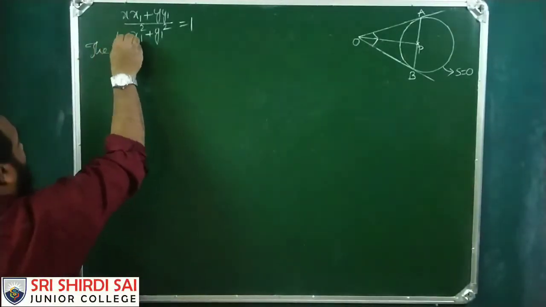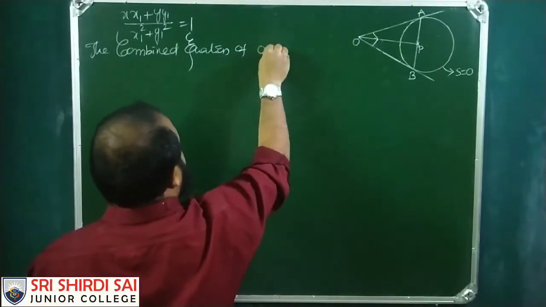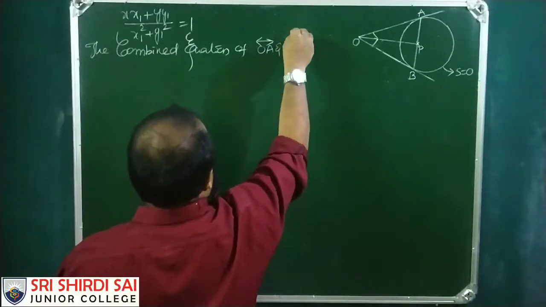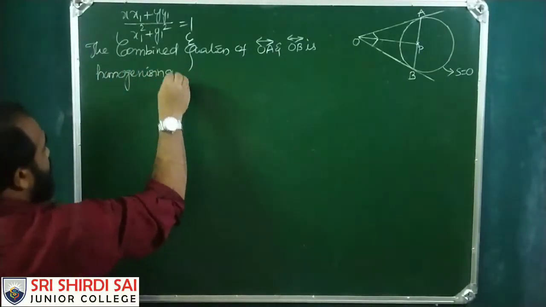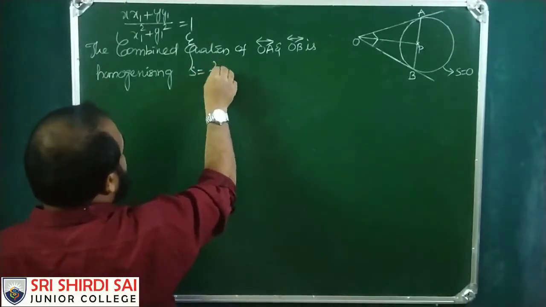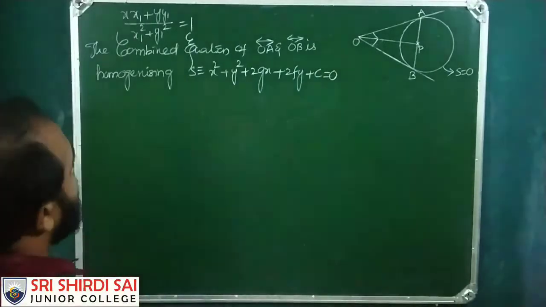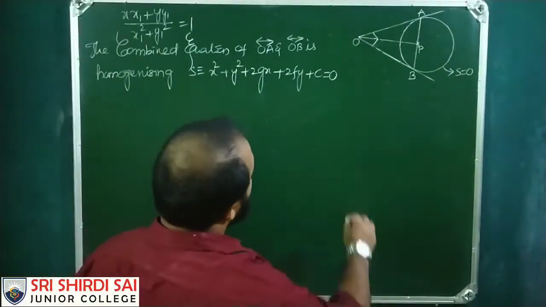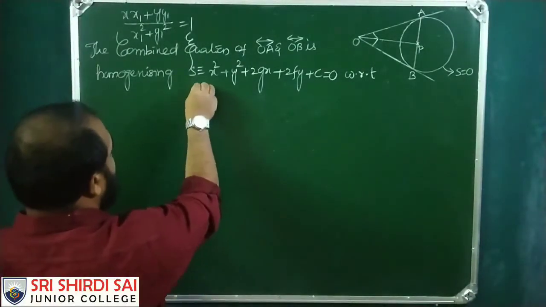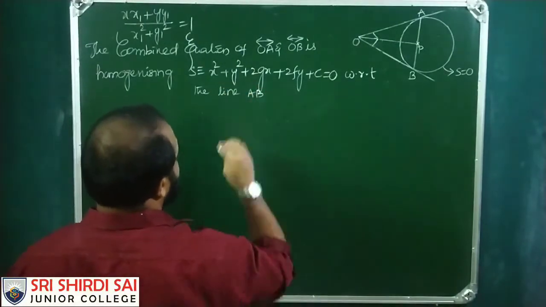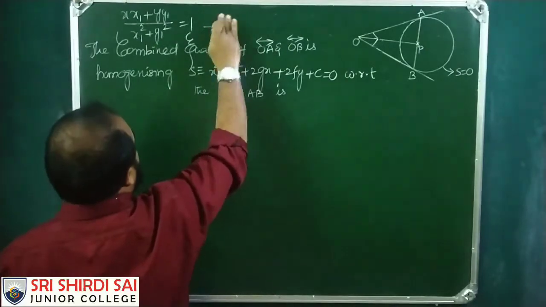The combined equation of OA and OB is homogenizing S: x square plus y square plus 2gx plus 2fy plus c equals 0, homogenizing the second degree non-homogeneous equation with respect to the line AB is, so this is the line.